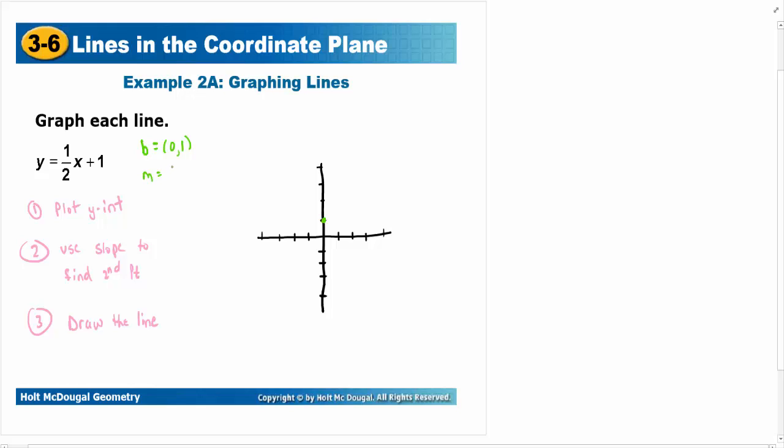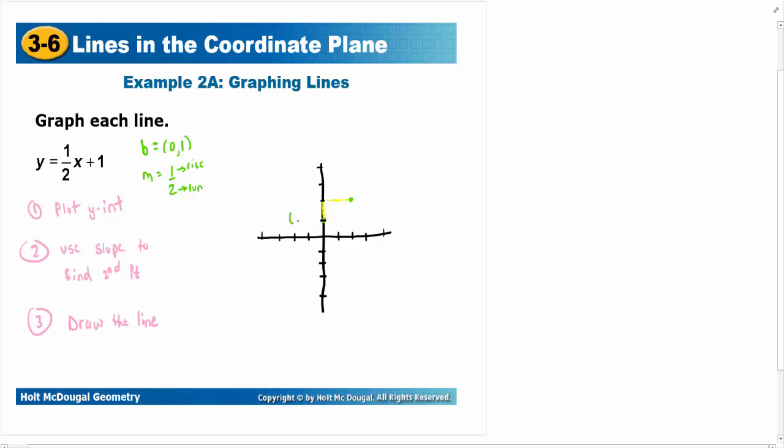My slope equals 1/2. So 1 is my rise, and 2 is my run. So I'm going to plot that by doing rise. So I'm going to go up 1. And I'm going to run 1, 2. So again, I'm going to rise 1, run 2, and plot that point.